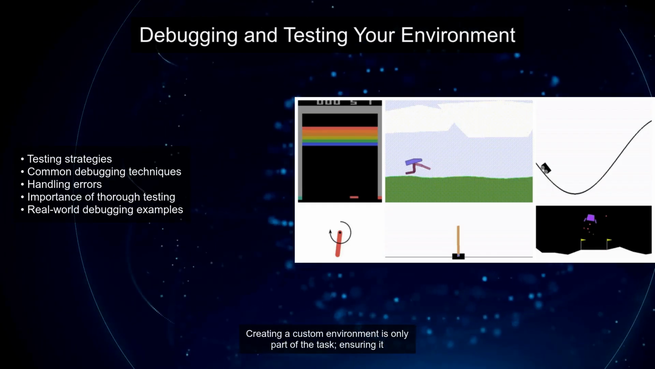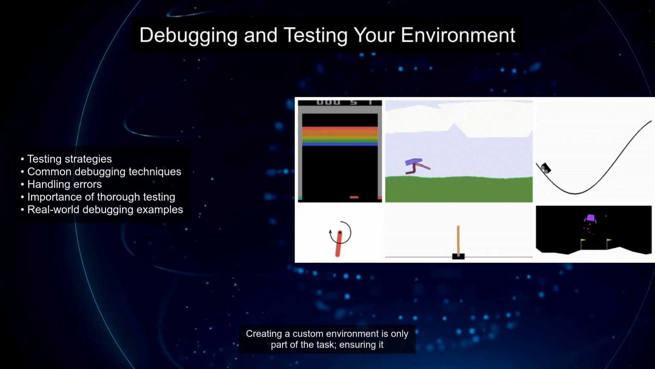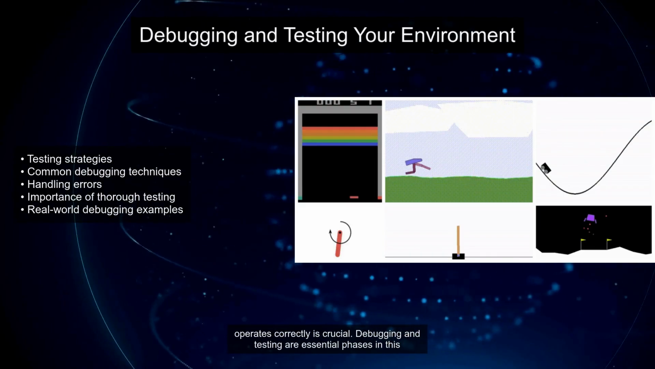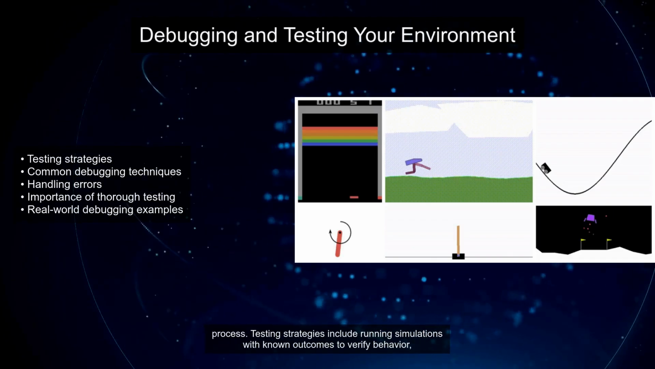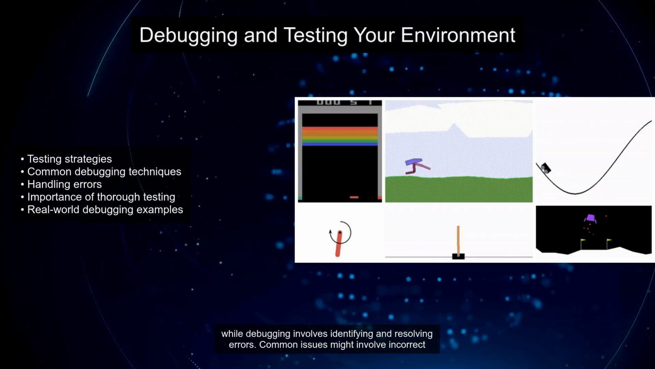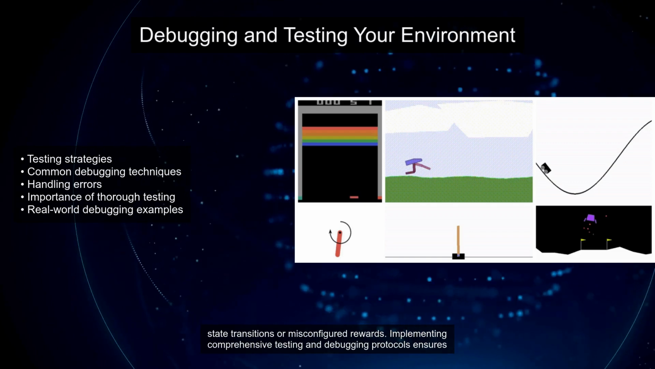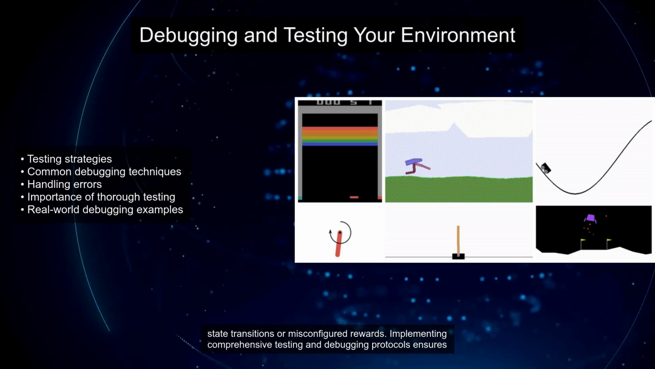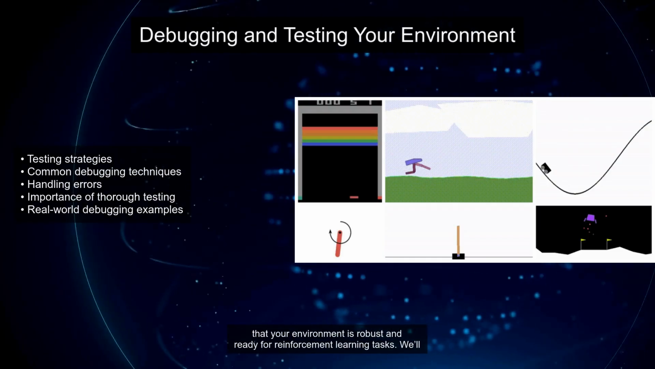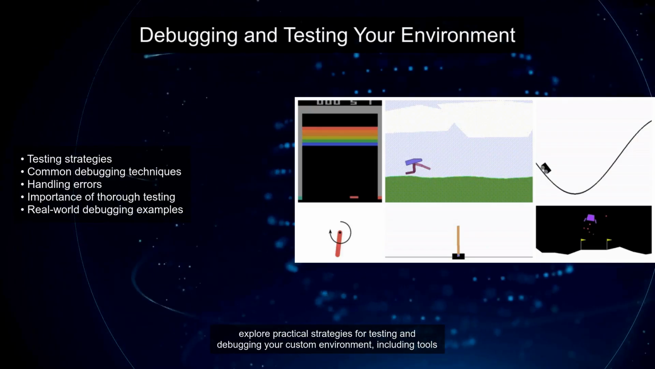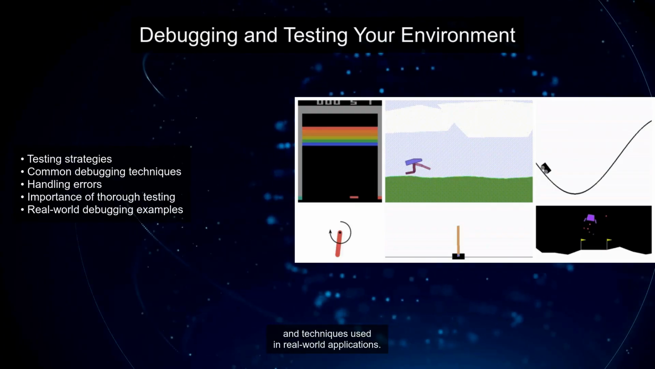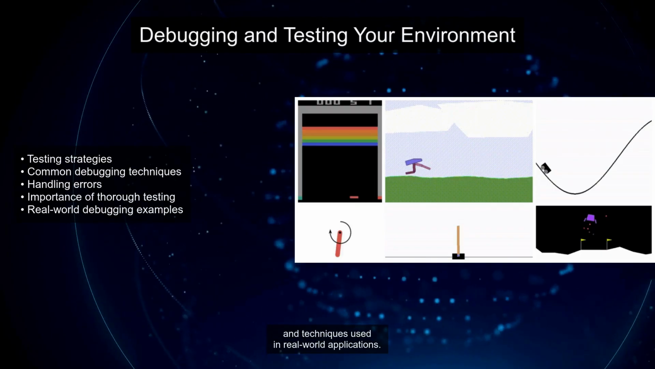Creating a custom environment is only part of the task. Ensuring it operates correctly is crucial. Debugging and testing are essential phases in this process. Testing strategies include running simulations with known outcomes to verify behavior, while debugging involves identifying and resolving errors. Common issues might involve incorrect state transitions or misconfigured rewards. Implementing comprehensive testing and debugging protocols ensures that your environment is robust and ready for reinforcement learning tasks. We'll explore practical strategies for testing and debugging your custom environment, including tools and techniques used in real-world applications.